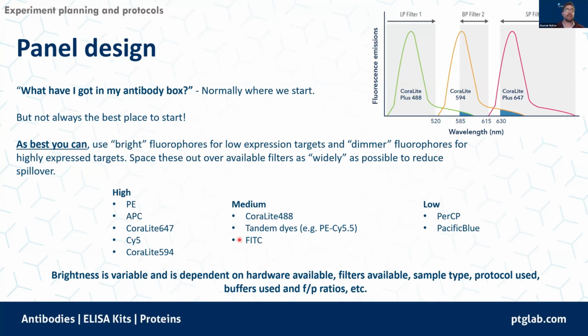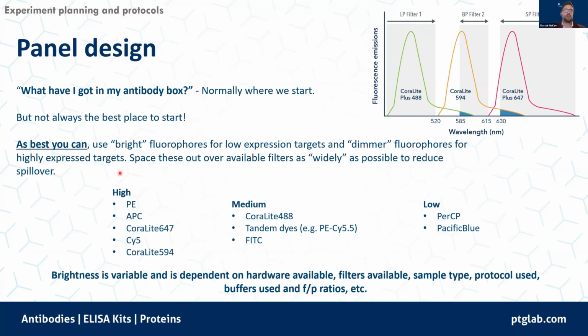We also want to try and space out these fluorophores as best we can over the available filters and the lasers that we have to try and reduce any spillover. Spillover is the case where we see our emission profiles, as an example here on the top right, and you can see that there's a little bit of overlap in some cases between these 3 Correlite fluorophores in these respective filters. So we're trying to avoid this spillover as best we can.